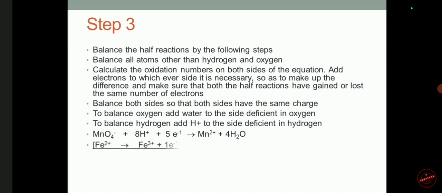This is the reduction half reaction, and this is the oxidation half reaction. The oxidation half reaction produces 1 electron, and we need 5 electrons in the first equation. Therefore, we multiply the oxidation half reaction by 5 so that we have 5 moles of electrons. Add the 2 reactions, and you have a balanced equation.